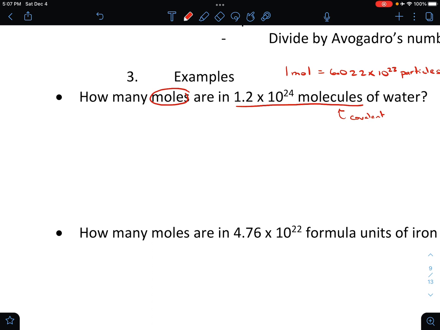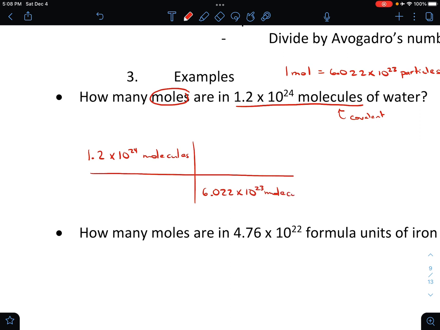On to the next thing. We are always going to start with what is given to us in the problem. In this case, it is that 1.2 times 10 to the 24th molecules. Unfortunately, there's not really a way to shorten molecules down. And since we have molecules, we're going to put Avogadro's number on the bottom and 1 mole on top. That way, molecules cancel.